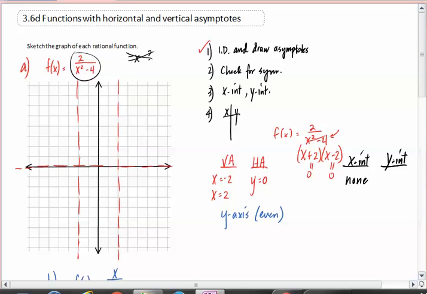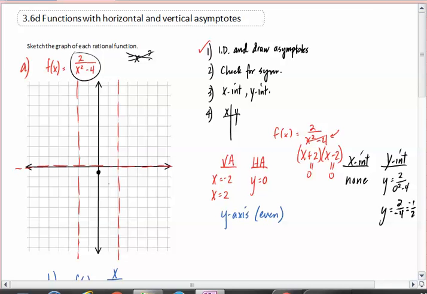Alright, so y-intercept, let's take a look at that. That's when I place a 0 in for all of the x spots. So here we go. Let's place a 0 in for all of the x spots into the equation. And I get 2 over negative 4, which is negative a half. So let's put the y-intercept of negative a half onto the graph. The y-intercept means the graph is going to go right through there.